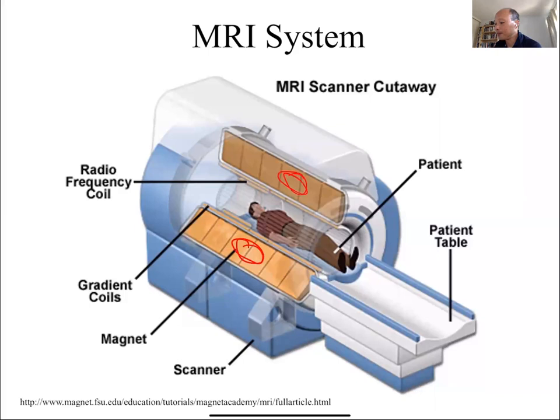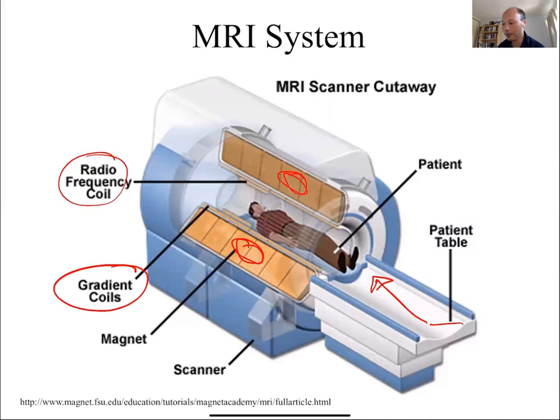That main coil, the biggest part of the magnet, is to create that main magnetic field. Then we also have a smaller coil called the radio frequency coil that goes inside the main coil. And then we also have a set of what are called gradient coils. So in MRI, there are actually 3 different coils that we'll be talking about. Then there's this patient table, very similar to CT, where the subject lies on the table and then goes into the magnet.